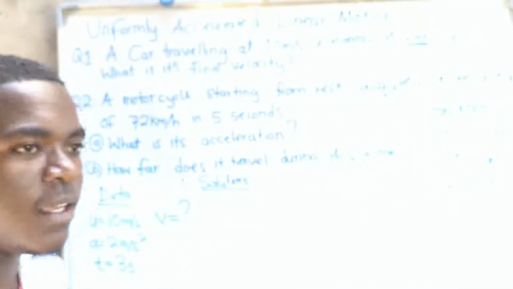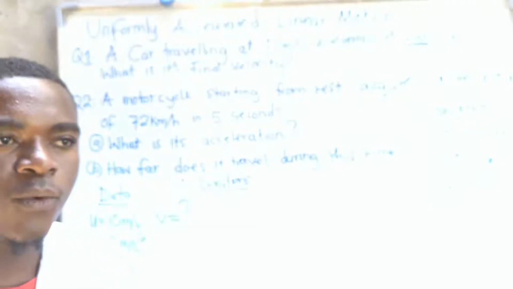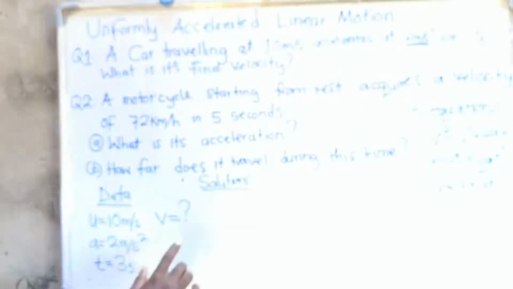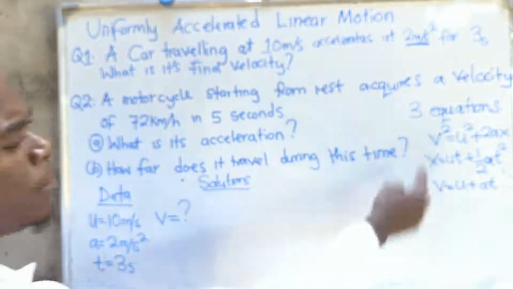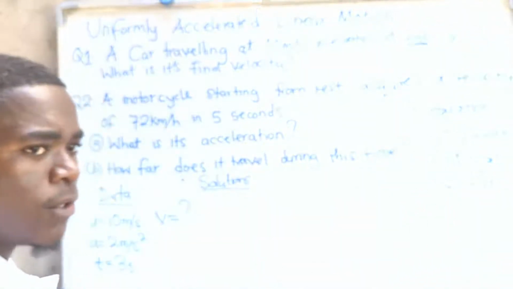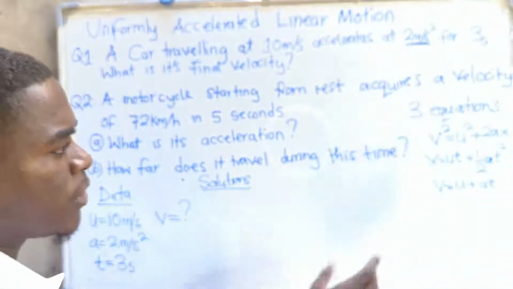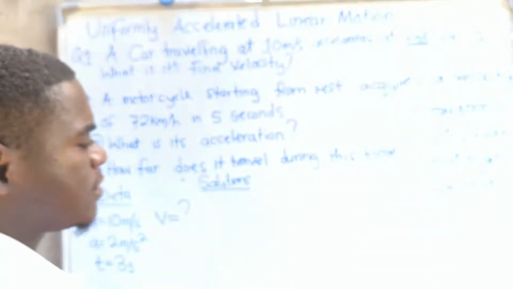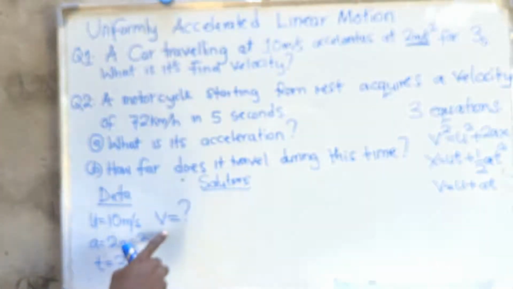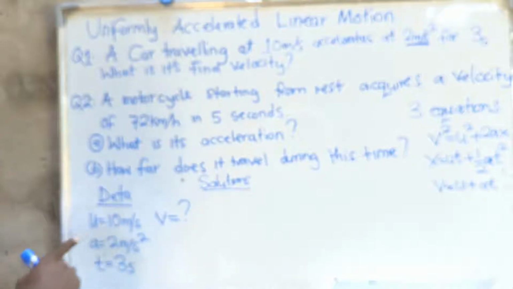Because these are 3 important equations of motion. So now, this is linear motion. This is O-level physics, so you need to make sure that you understand this. So now, we want to find the final velocity. We are given the acceleration, we are given the time, and the initial velocity.